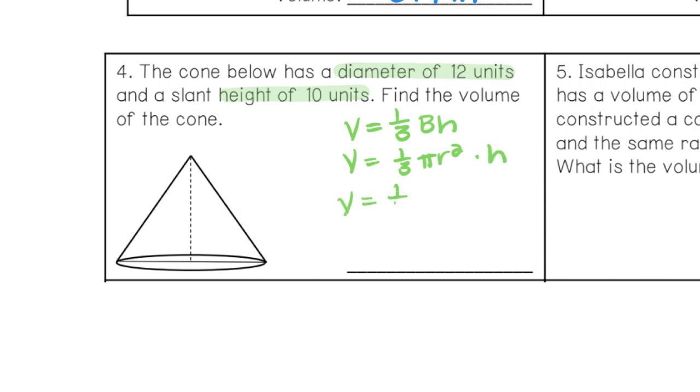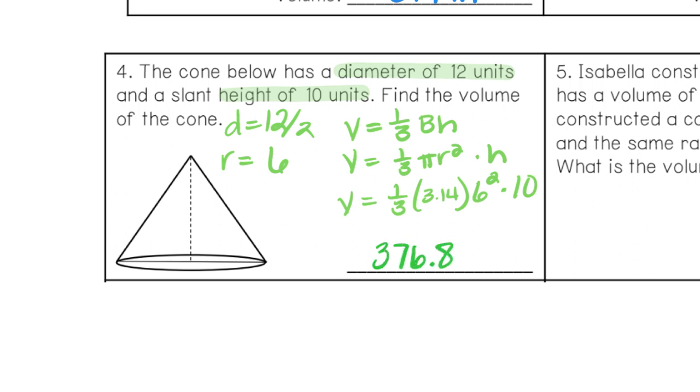So volume equals 1/3, 3.14. In this case, the radius. I keep doing that. The radius. In this case, our diameter is 12. I don't need a diameter. I need a radius. So half of that is 6. So we're looking at 6 squared times a height of 10. Putting that all together and doing our calculations, I end up with 376.8 units cubed.